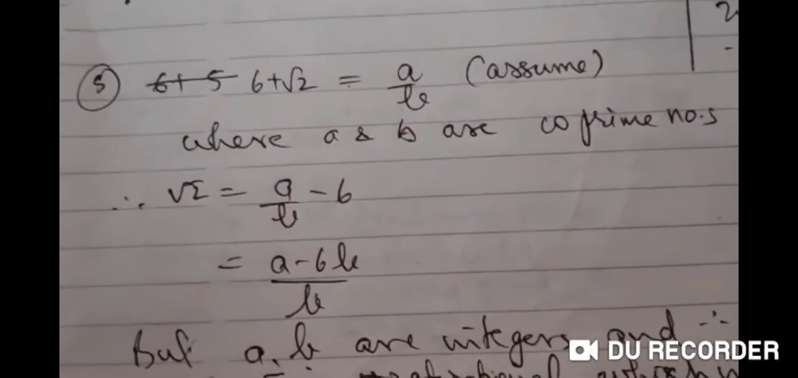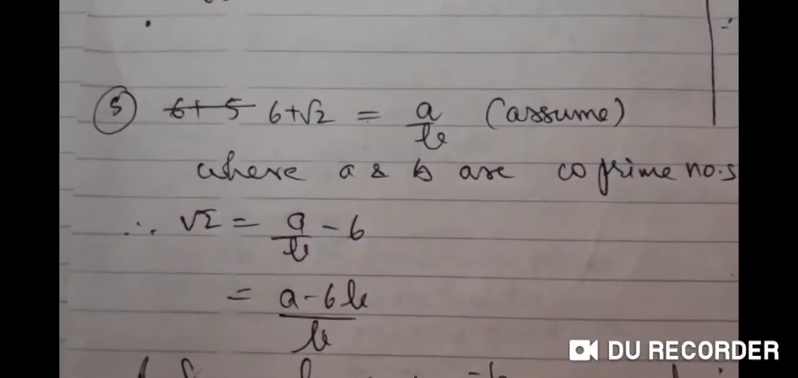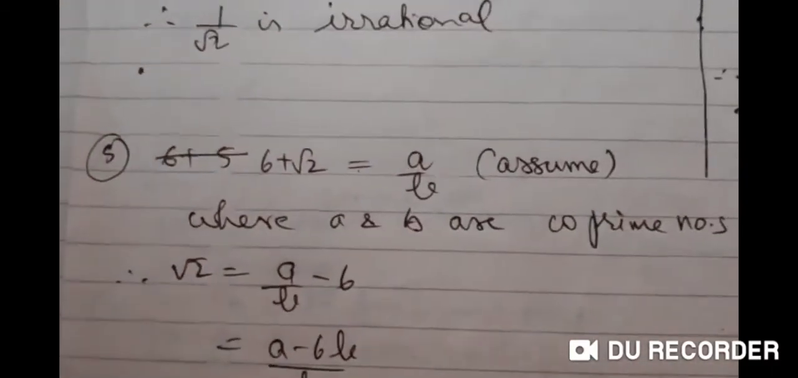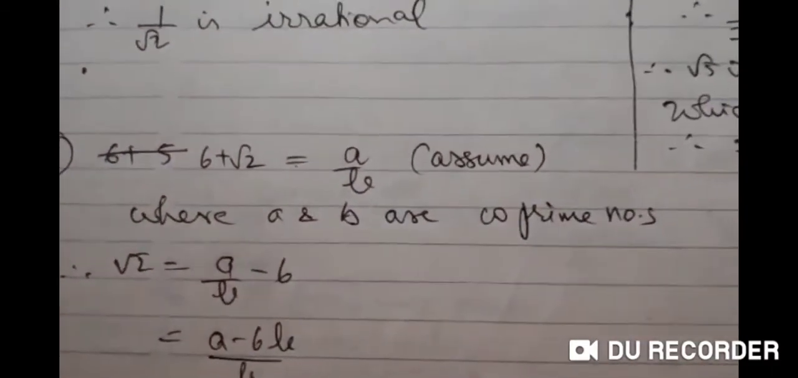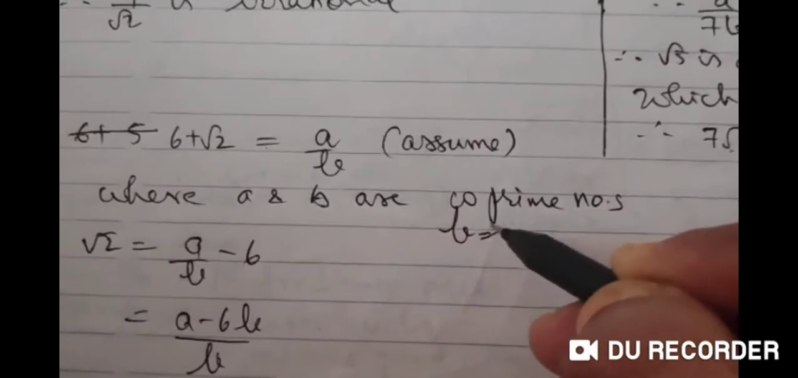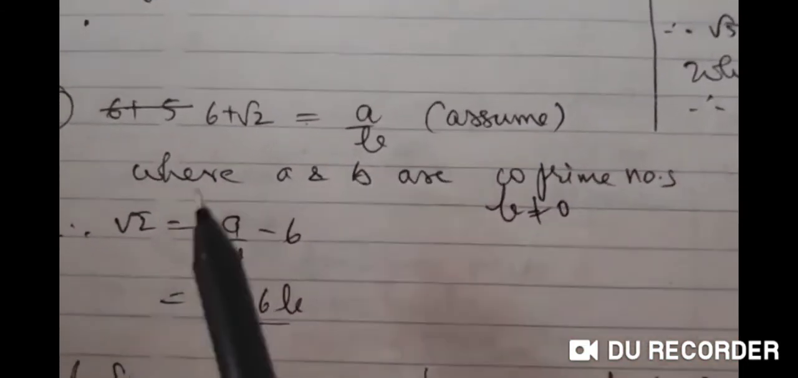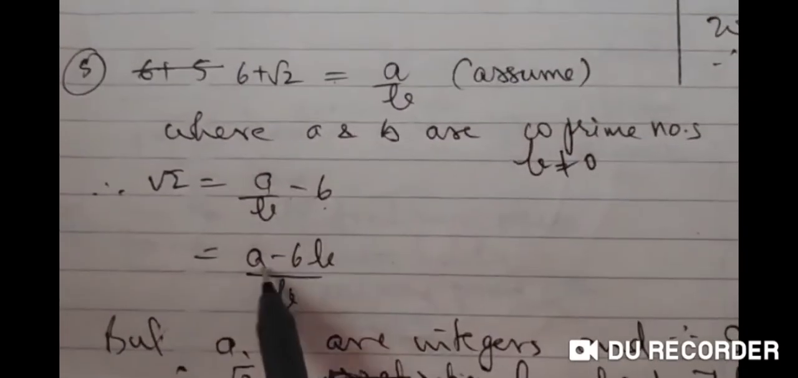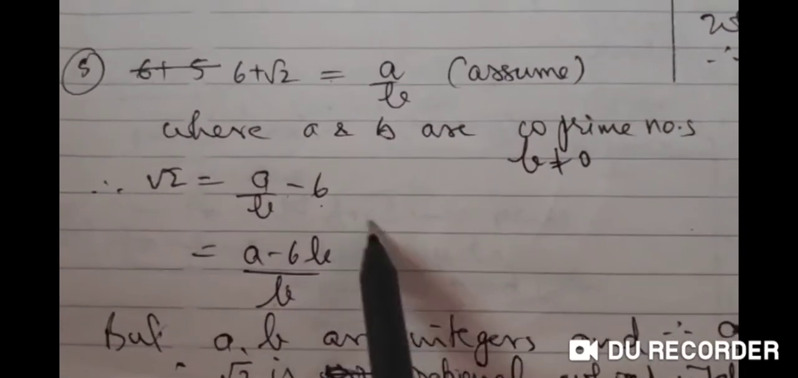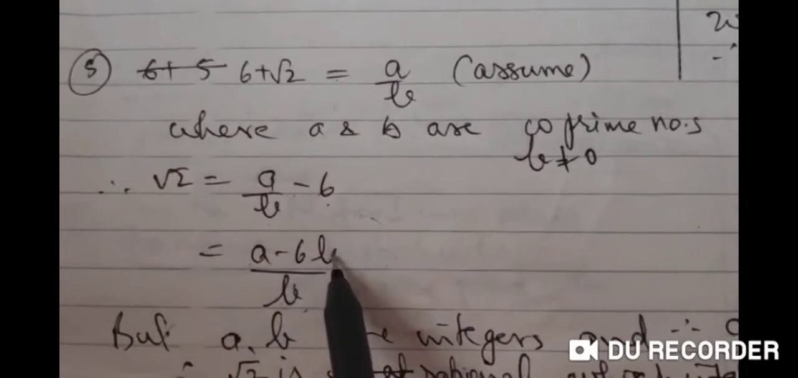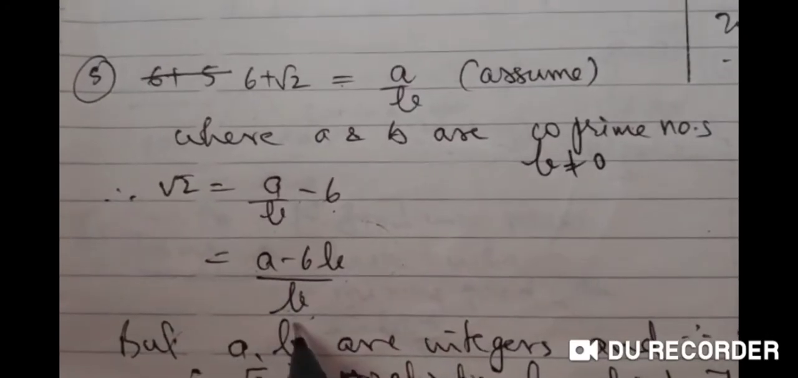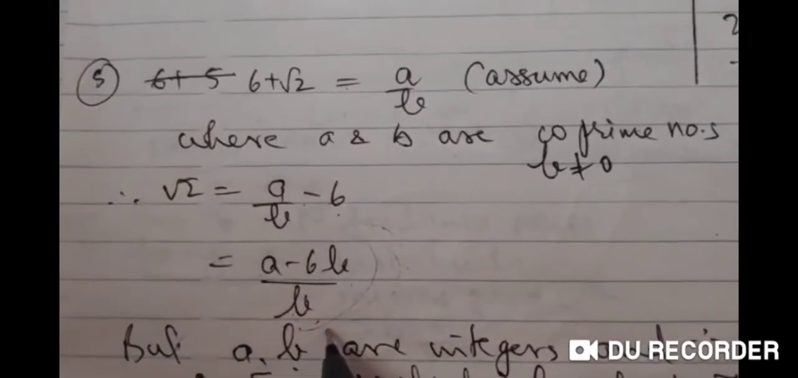The last sum in this exercise is sum number 5. 6 plus root 2 is equal to a upon b. You have to assume again over here that it is rational. So when you assume that it is rational, a upon b is such that they are co-prime numbers where b is not equal to 0. So 6 you take on the other side, so you will get a upon b minus 6. LCM will give you (a minus 6b) upon b. Now in this particular part, a and b are integers, which you have assumed are co-prime numbers. So therefore (a minus 6b) upon b, the complete thing will become a rational number.